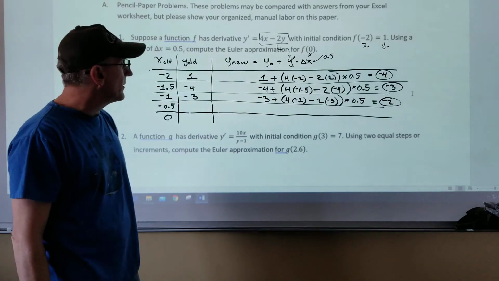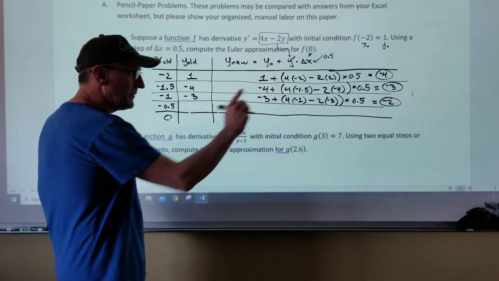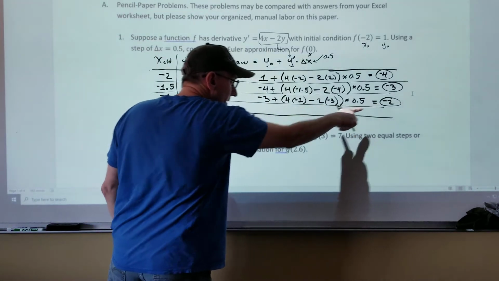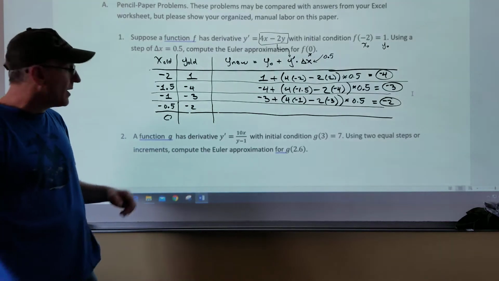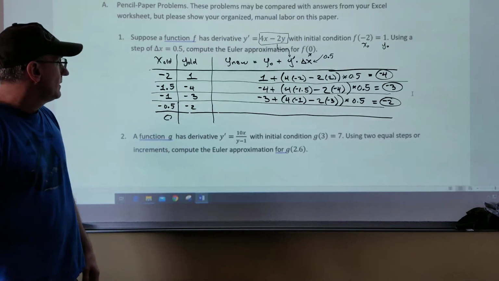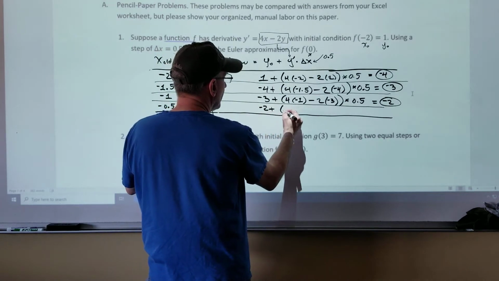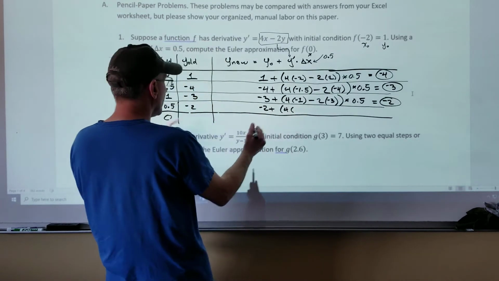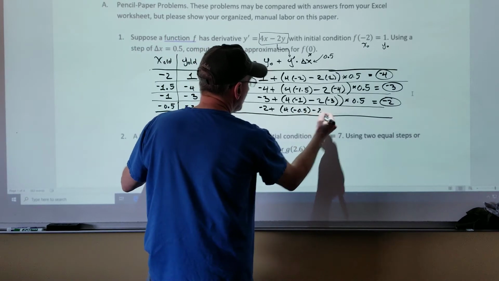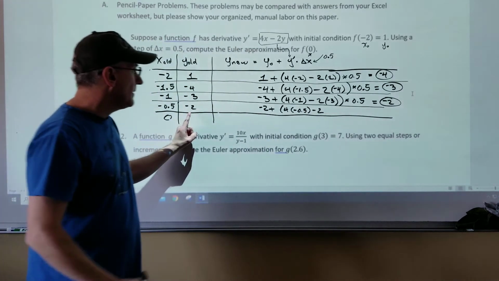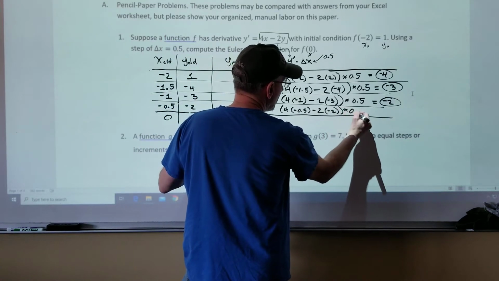Seems to be a pattern going on here. Okay. -2 is the new y. As soon as we call it new, we put it over here in the old y category, and we just keep this process going until we're done. Old y plus the derivative, 4 times the old x, minus 2 times the old y, times the step.